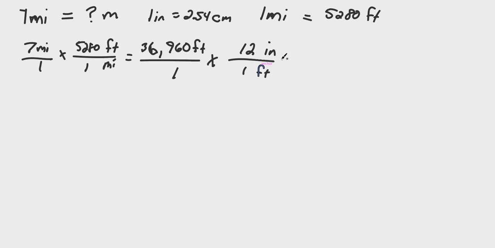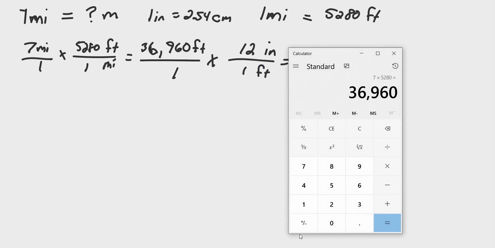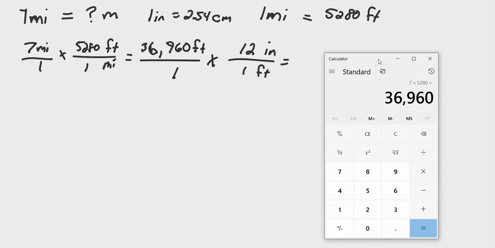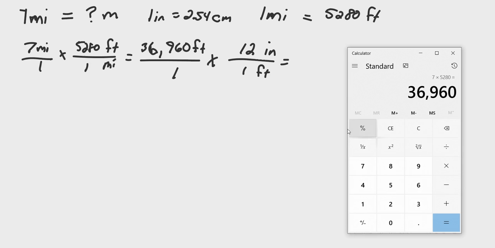Now last time I stopped the video, but in my science classes you can use a calculator so that you don't have to do this by hand, but if your parents want you to do it by hand, then you do it. So we got 36,960 times 12 equals 443,520. We're getting into some big numbers.